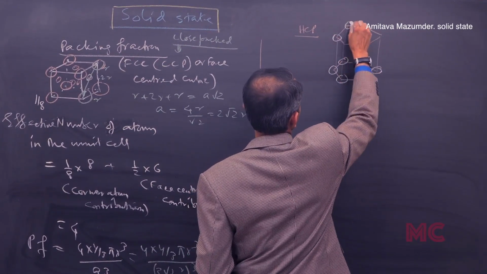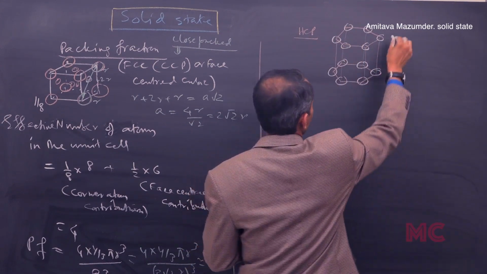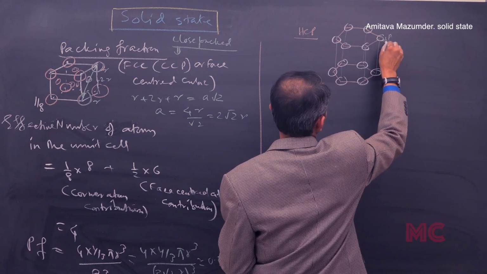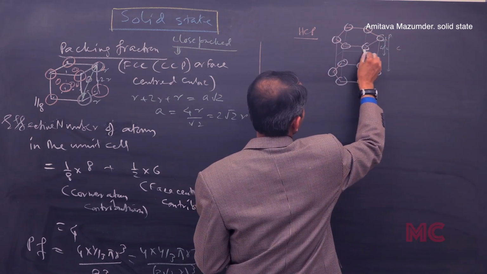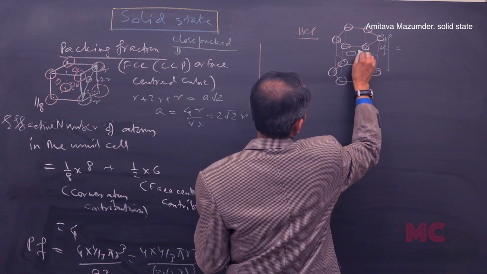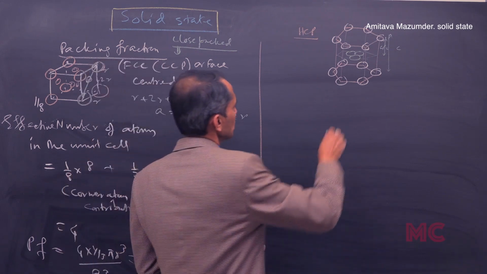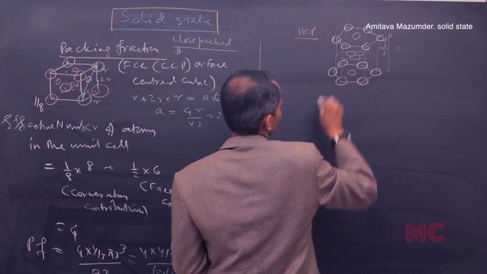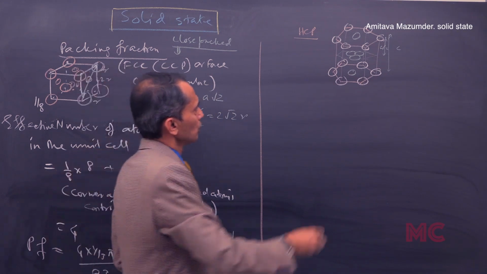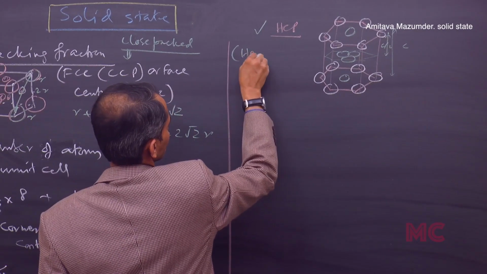All the atoms are like this, and at half of the height, let's say the height is c, at c by 2 we get another equivalent hexagonal face in which 3 atoms are like this. And also at the face centers the atoms are there in the opposite faces. So therefore this is the hexagonal close pack system.